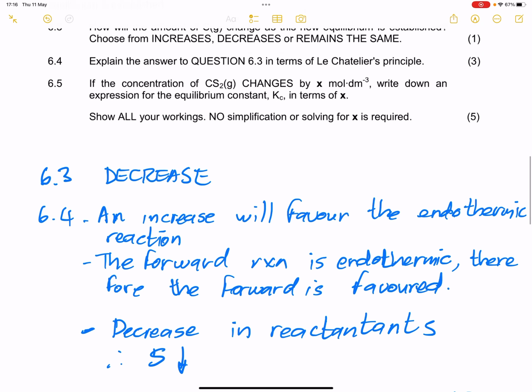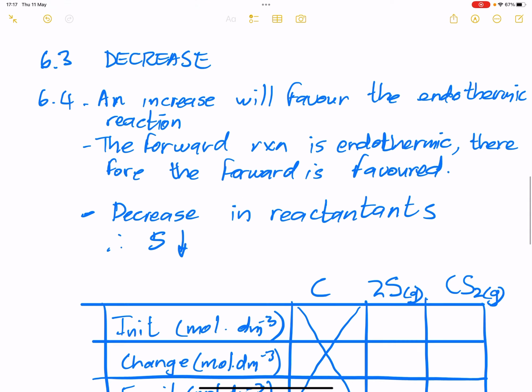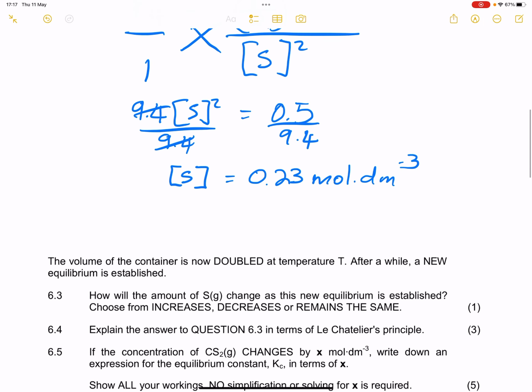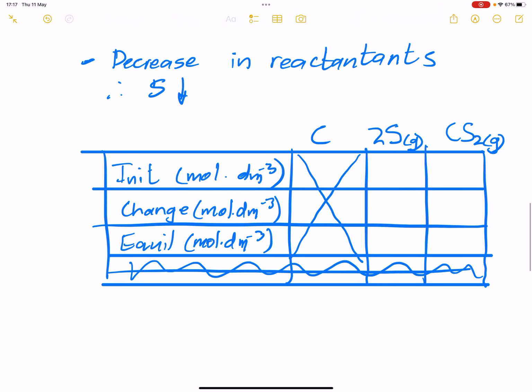Now, I may not necessarily need this one. They haven't given me information on carbon. But think about it, the expression will not necessarily require us to have carbon. So, in our initial equilibrium, ladies and gents, I want you to remember this. What did we have in the initial equilibrium? We found that the amount of sulfur was 0.23. So that is what we will start with.